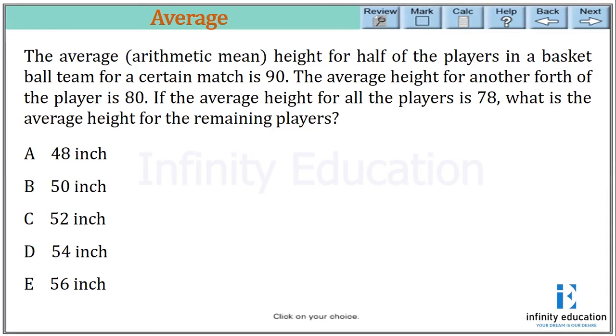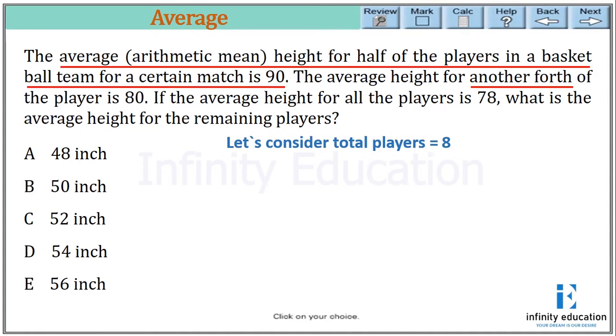Now, if you look at the question, the total number of players is not mentioned. So, as we have learned in the hidden plugin, we can take a good number for the total number of students. Now, if you look at the question, it mentions half of the players and another fourth. So that means 1 by 2 and 1 by 4. So I can take the total number of players as 8. Now let's do the question.